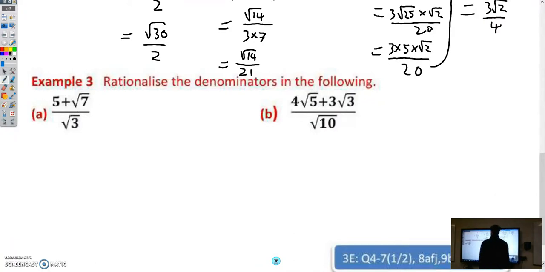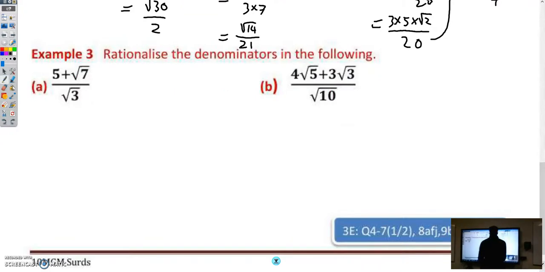Finally, rationalize the denominators in the following. You'll see at the top that we actually have multiple terms in the numerator. So, we have, in this case, 5 is one term, and root 7 is another term. So we have 2 terms in the numerator. This means that we're going to have 2 multiplications when we rationalize.